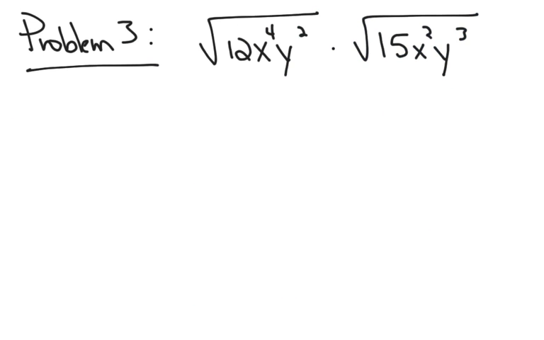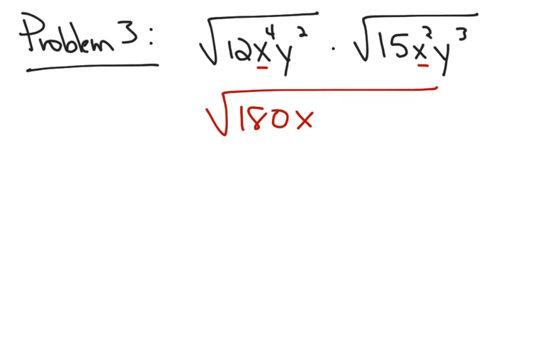Now let's combine all these properties. Let's talk about multiplying and simplifying. So when we want to multiply two radicals together, remember that the root indexes need to be the same, and they are. So now I can multiply the radicands together. When I do that, I'm going to do 12 times 15, which is 180. x to the fourth times x squared is x to the sixth, because that's the property where you add the exponents. And y squared times y to the third is y to the fifth.